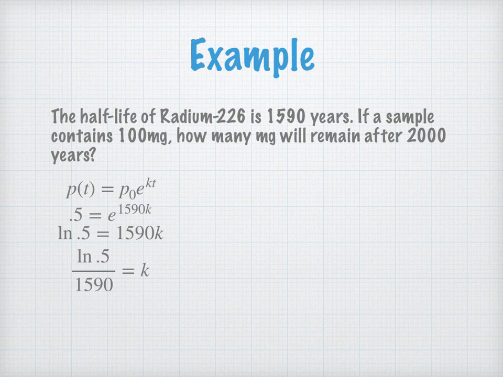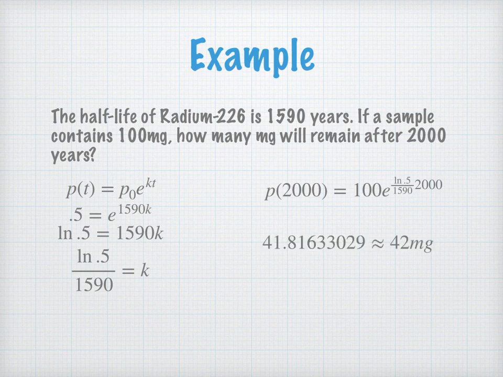Then we can plug in 2,000 to find out how much remains after 2,000 years. This is assuming that our sample started with 100 milligrams. So P of 2,000 equals 100 times e raised to our value for k times 2,000 as t. So we find out that there's approximately 42 milligrams left after 2,000 years.